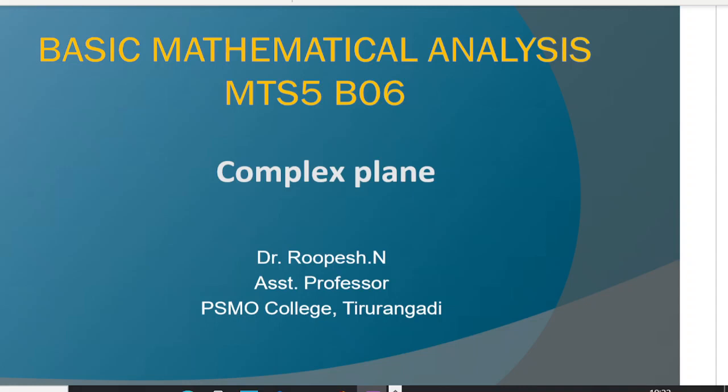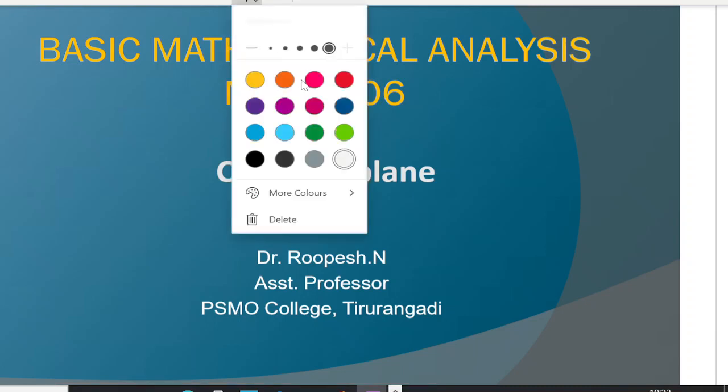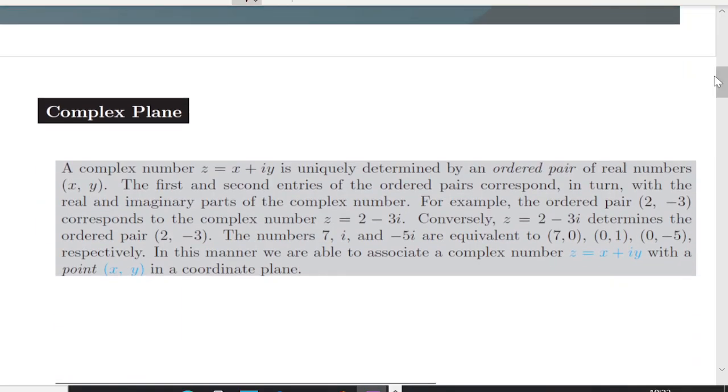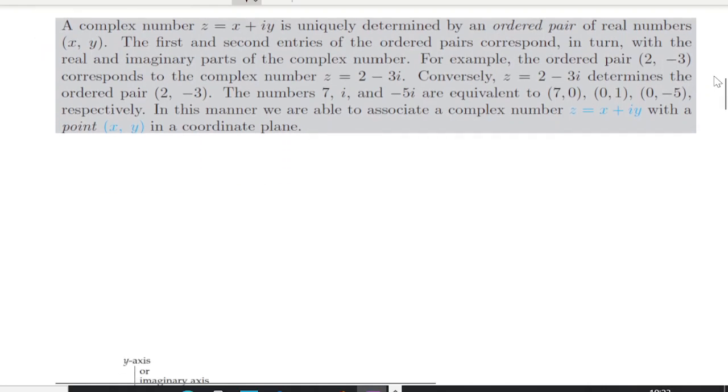Welcome to another session of basic mathematical analysis class. Today we are going to discuss how we can represent a complex number in a plane, or if such a representation exists, we will say that the plane is to be a complex plane. Complex plane.